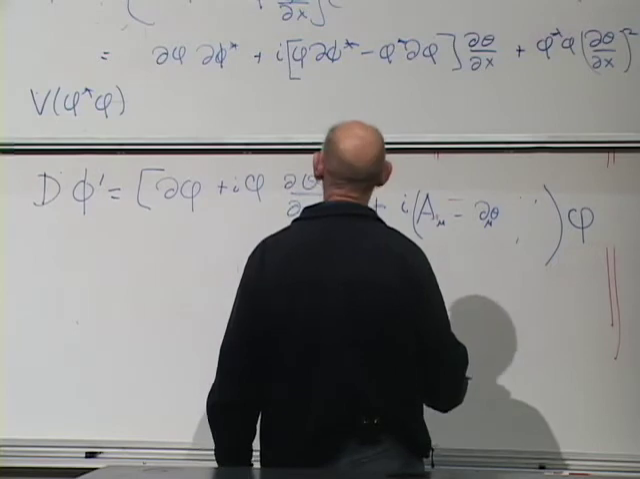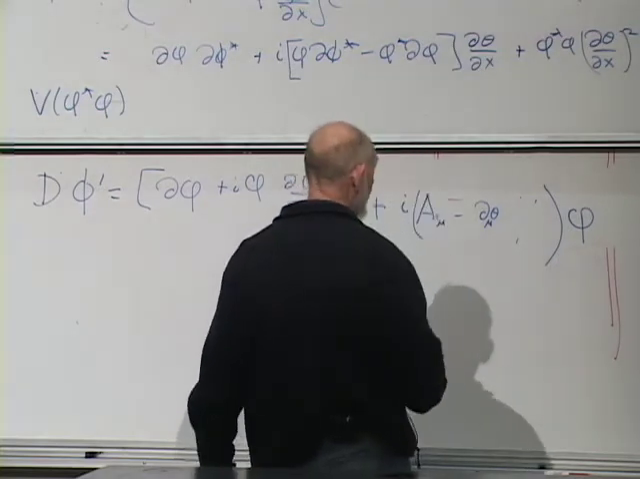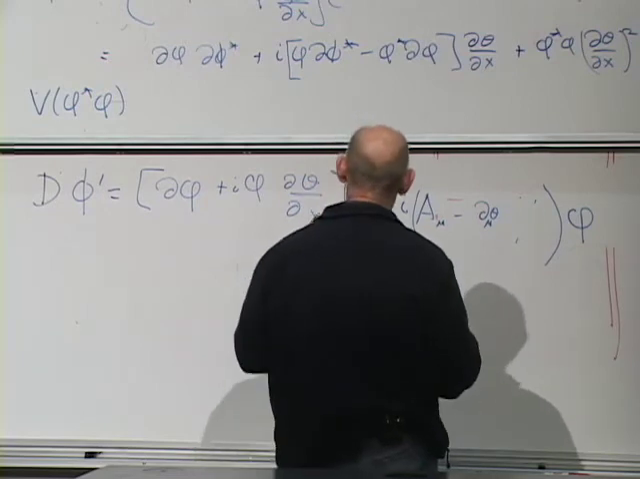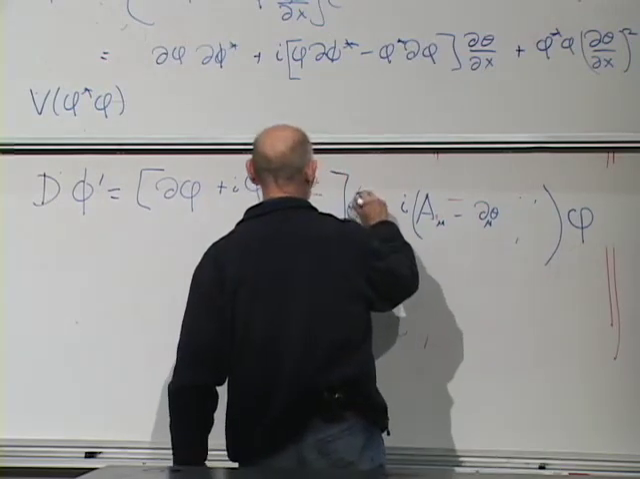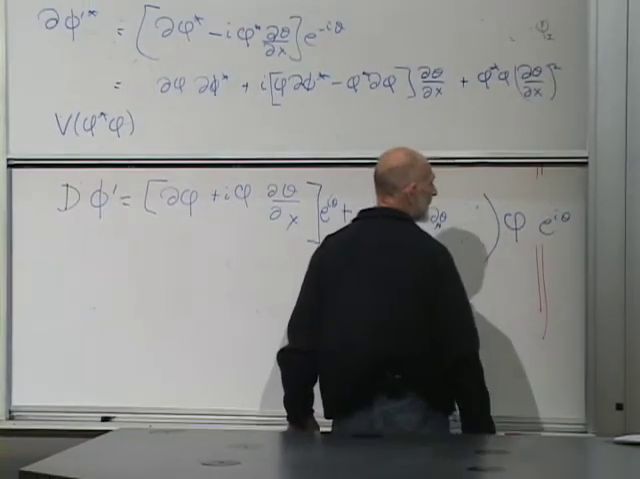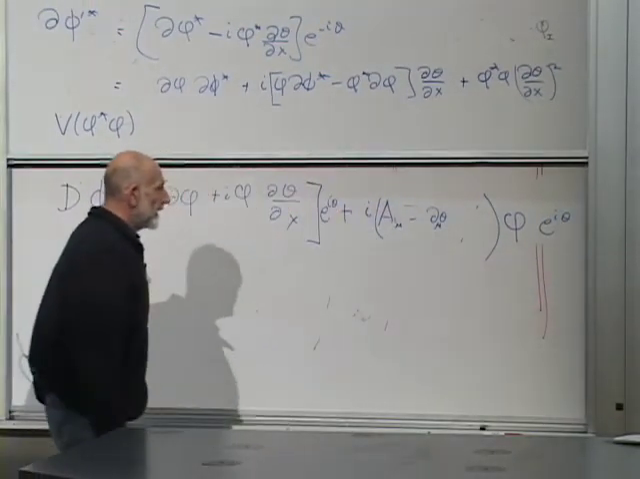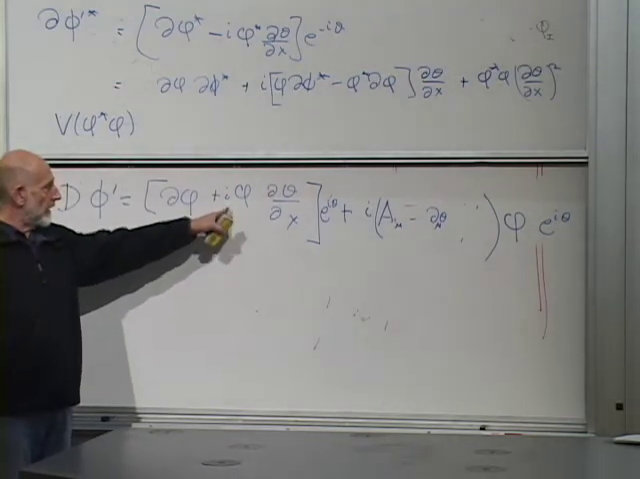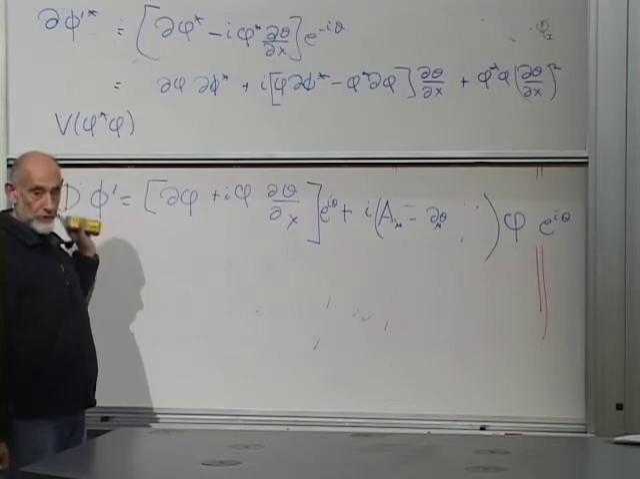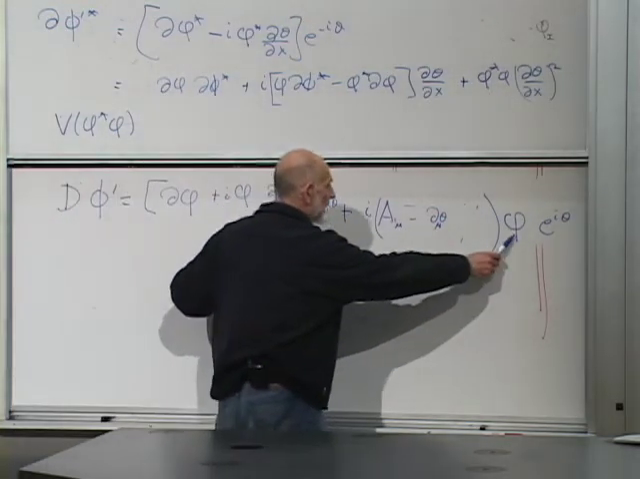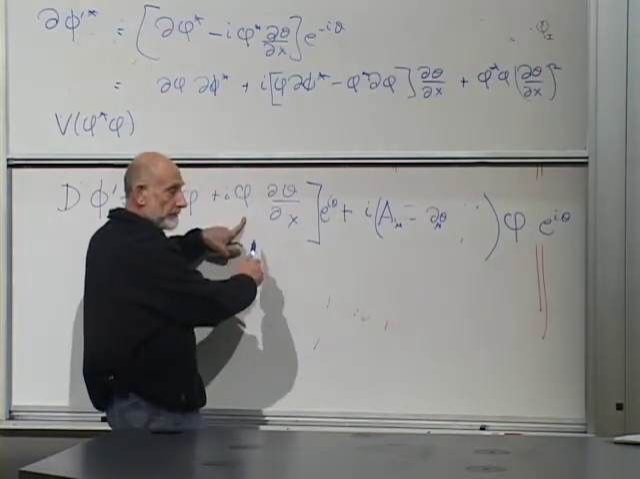I must have left out an overall phase. Yeah, both of them have a factor of e to the i theta. Now you look at it. Here was this extra nasty term which destroyed the invariance of this expression. All right? But here is exactly the same term, but with an opposite sign.